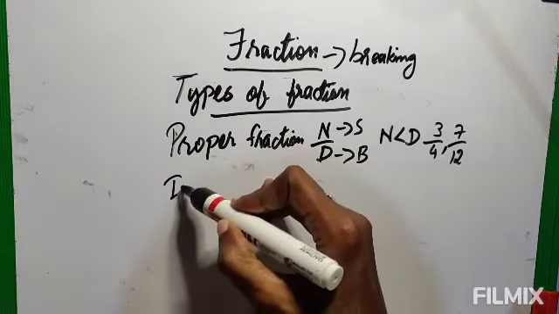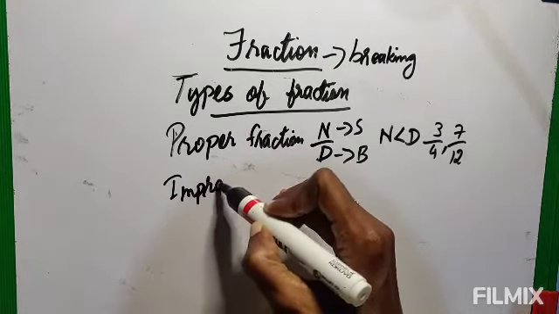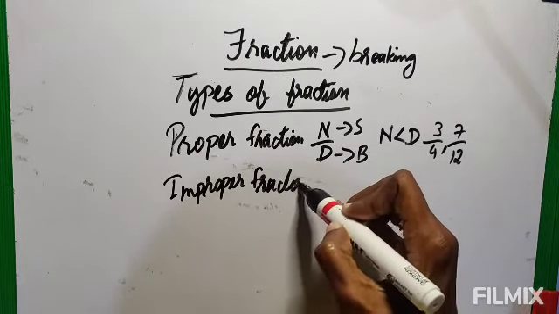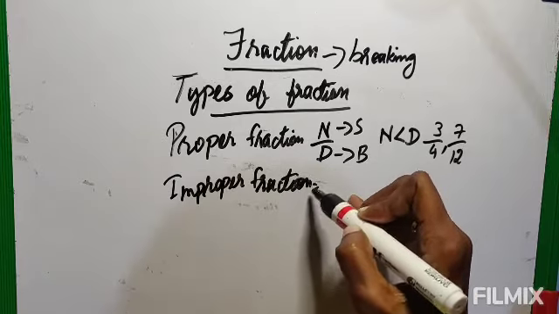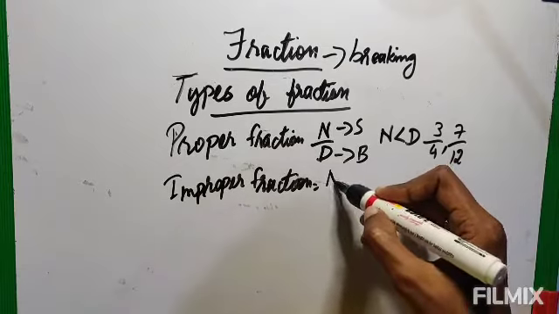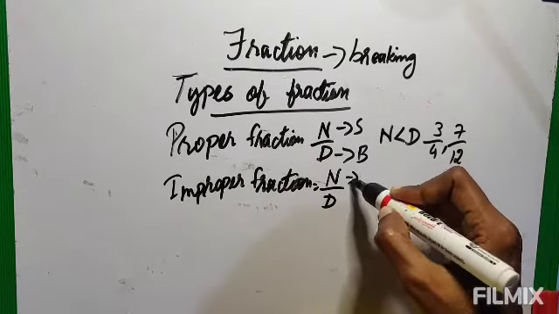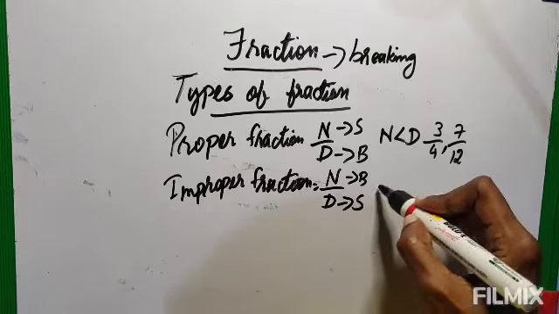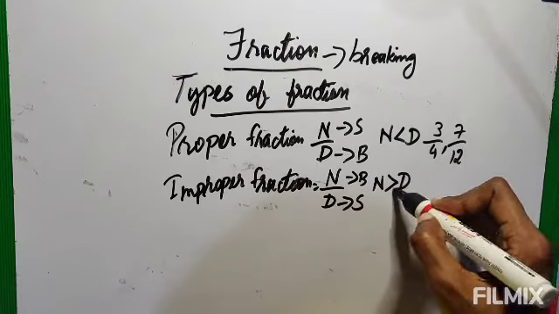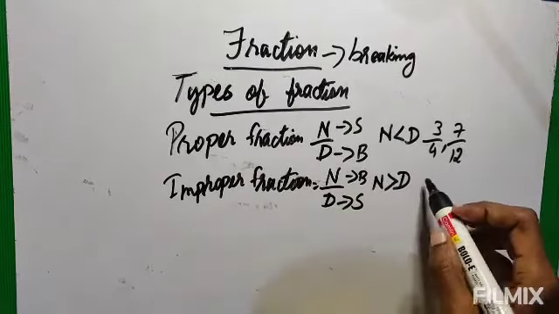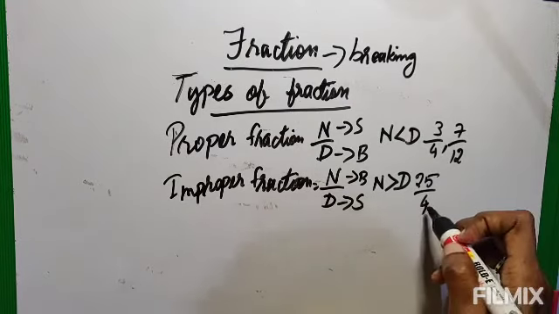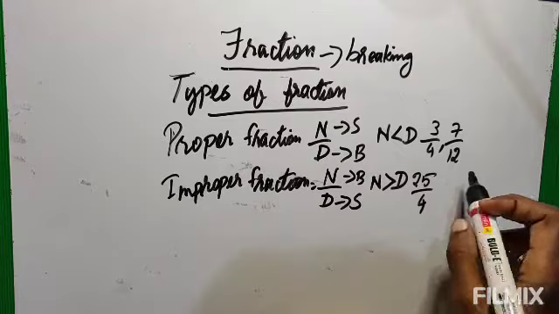Now improper fraction. The second type is improper fraction. The word itself is saying, if it is not proper, then it is an improper fraction. That means if the head, the numerator, is big, then it is an improper fraction. The numerator is big and the denominator is small. So here the numerator is greater than the denominator. For this example, 25 by 4, the numerator is big, the denominator is small, so this is an improper fraction.